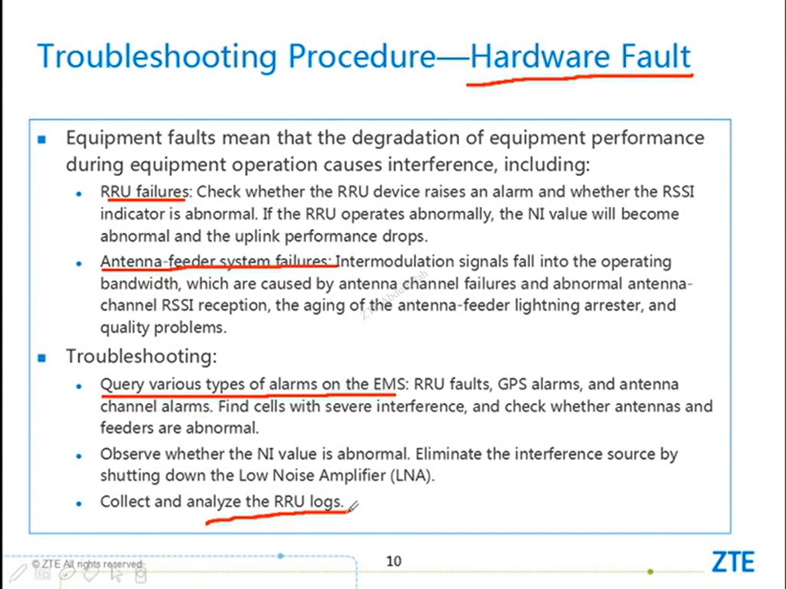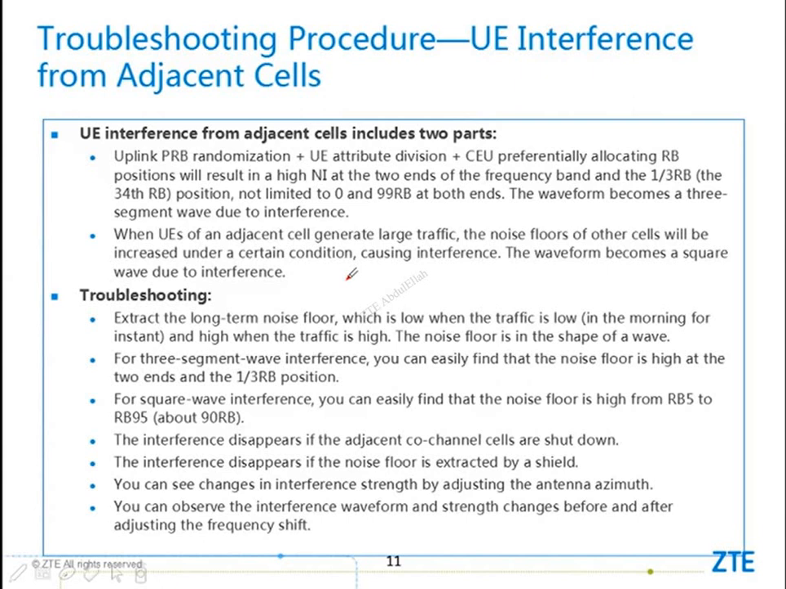Okay. Antenna and feeder system failures, this one you need to check the hardware if you want to confirm. Go to site, check the hardware to see. So first is the hardware fault, and the second, most widely seen in the network, is the interference from the neighbor cells.